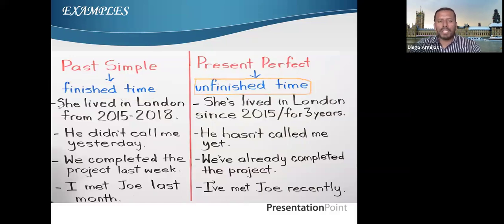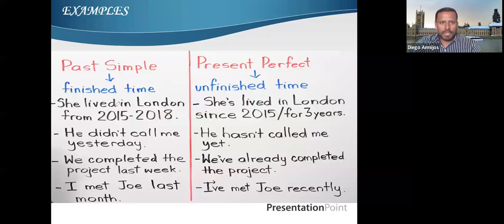For example, she lived in London from 2015 to 2018. Okay, this is the past simple. She lived. It means that she might be living in another country because she finished living in London. So maybe she moved to another place or something like that. In the present perfect, we have she has or she's lived in London since 2015, or you can use for 3 years. All right.